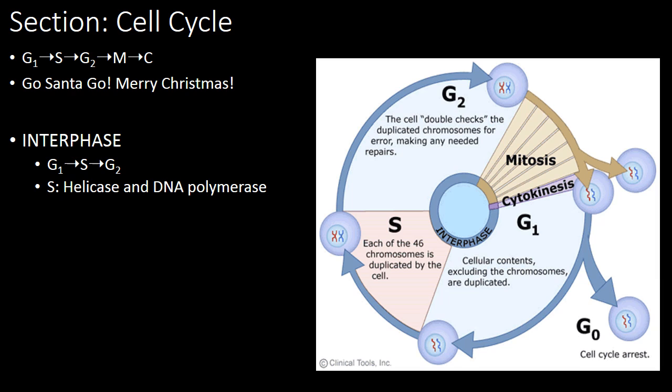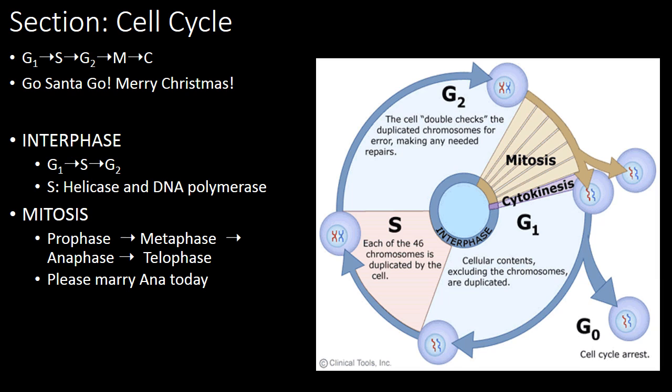The next stage after interphase is going to be mitosis itself. So right here, mitosis. Remember the stages of mitosis are pro, meta, ana, telo. So the easiest way to remember that is please marry Anna today. And then at the very end of this process, we have cytokinesis. Cytokinesis is where my cell actually separates itself into two separate cells.